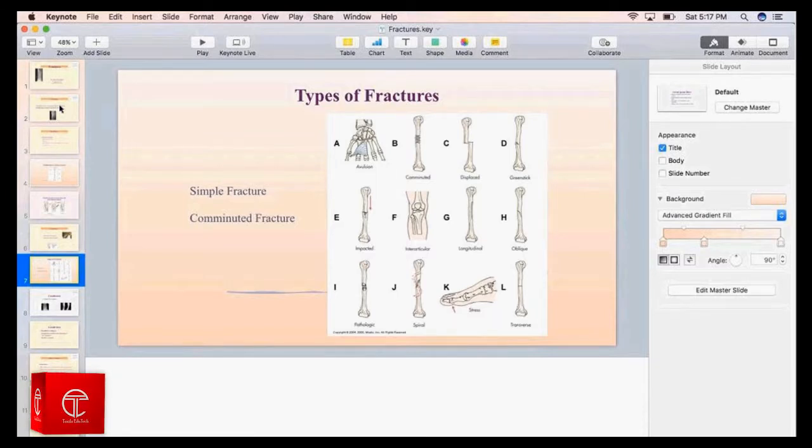And I say the spiral, the oblique and the comminuted fractures are always unstable fractures. The transverse fracture may be stable or unstable, but once you reduce the transverse fracture, it will be stable most of the time. Impacted fractures will be stable fractures.